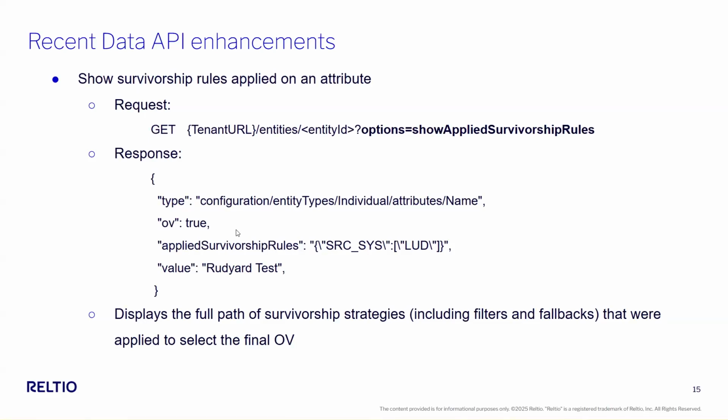When you provide this option, in the response you'll get another parameter called applied survivorship rules, and it will give you the path of different survivorship that were applied. So basically, first the source system was applied. After that, the LUD was applied, and LUD returned the final response.